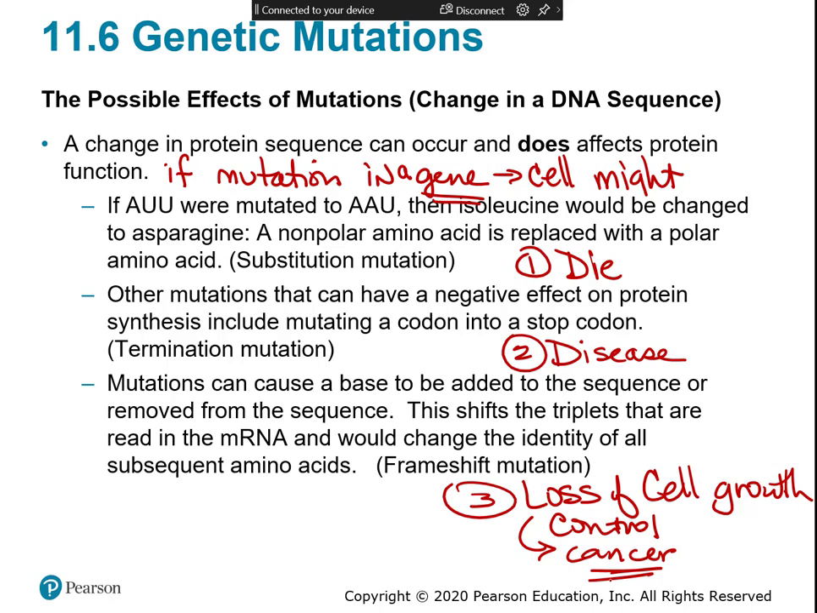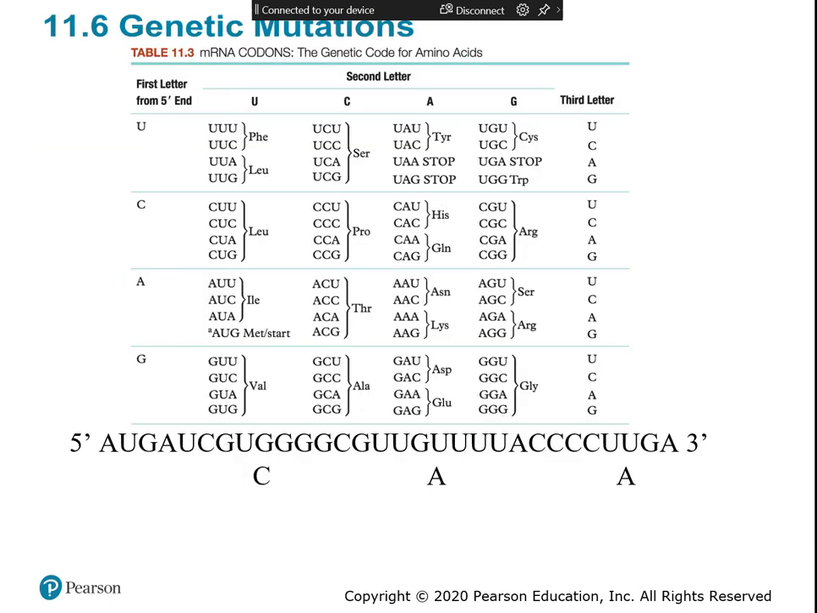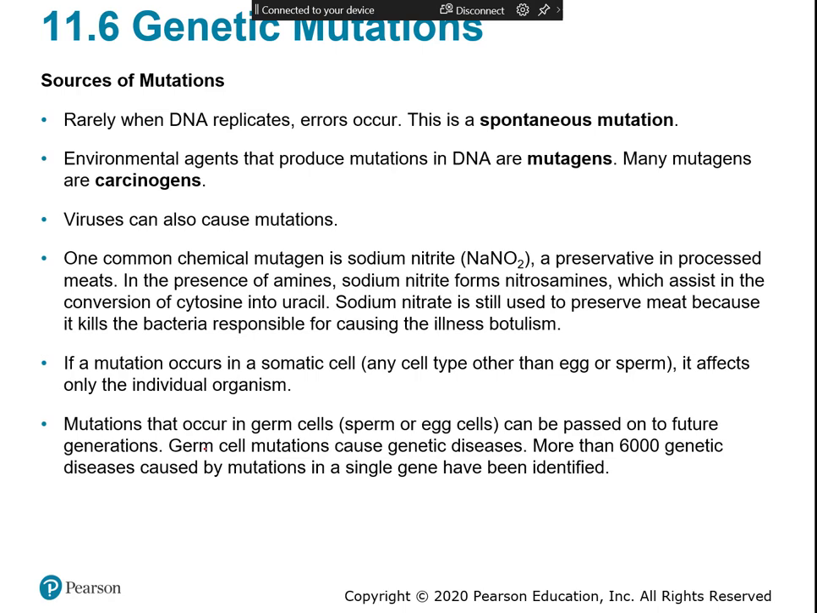So these are effects that mutations can have. The cell might die because it could be a very important protein that's not getting made. You might end up with some kind of disease from it, or you may end up with abnormal cell growth. So then the next question: what causes a mutation?